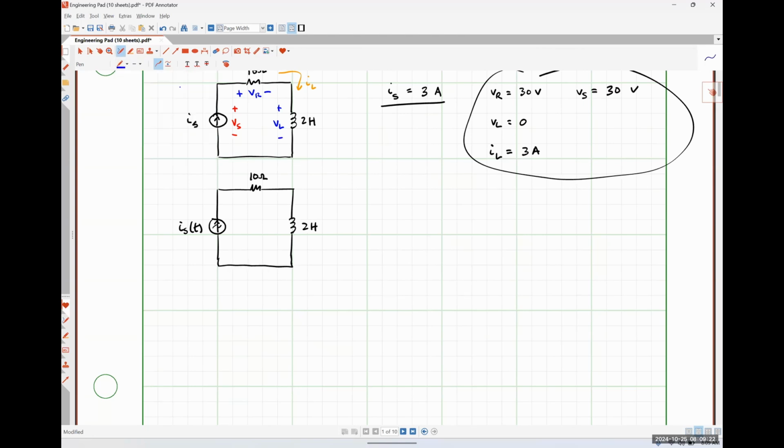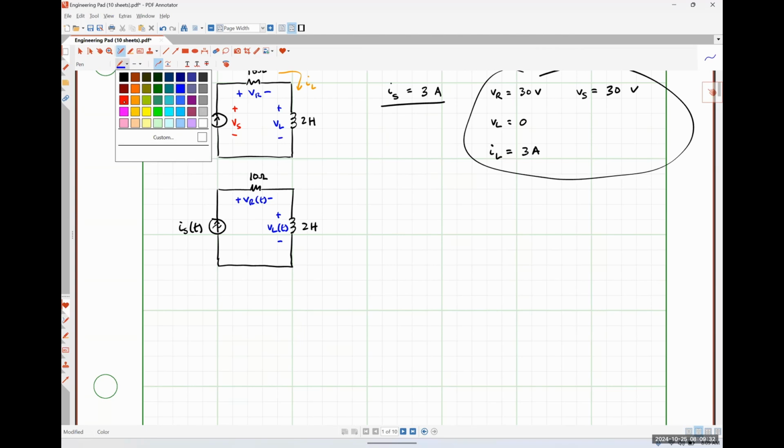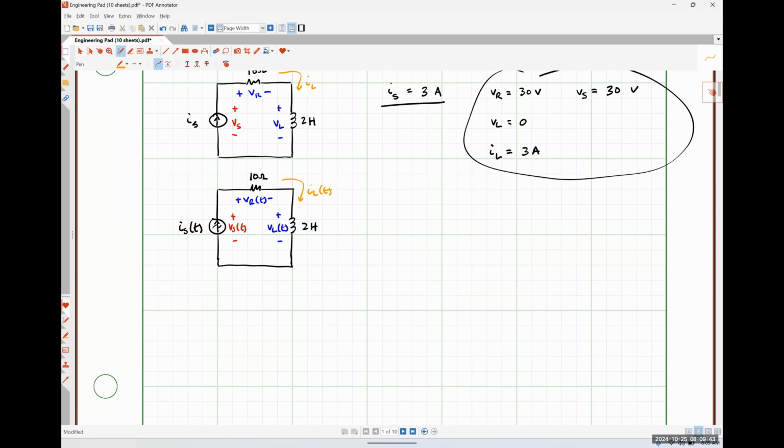The voltage drop across my resistor would be VR of t. The voltage drop across my inductor would be VL of t. And the voltage drop across my source would be Vs of t. And the current flowing around that loop would be IL of t.